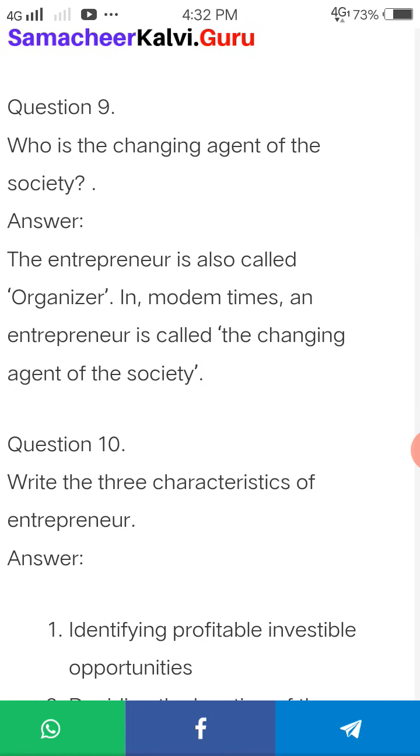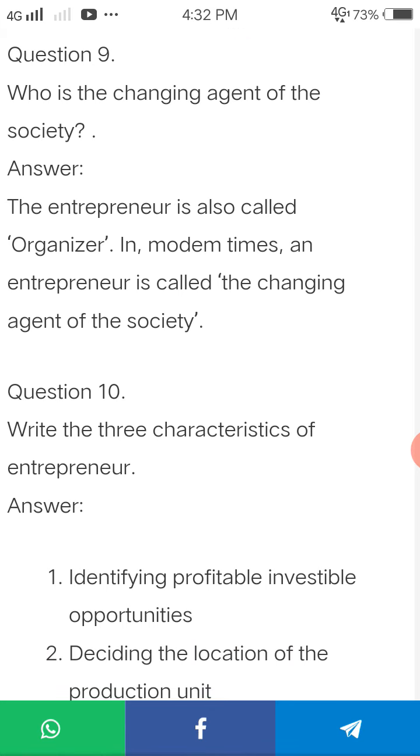Ninth question is, who is the changing agent of the society? Answer, the entrepreneur is also called the organizer. In modern times, an entrepreneur is called the changing agent of society.